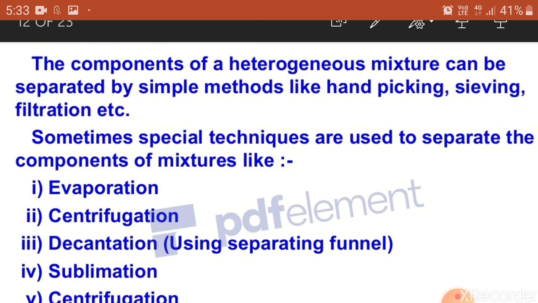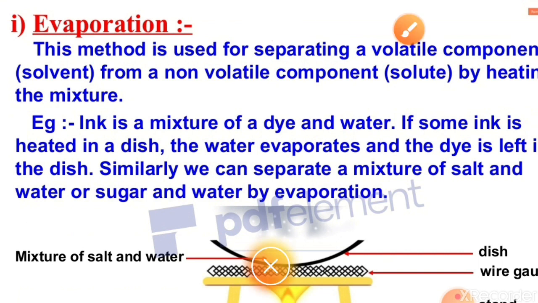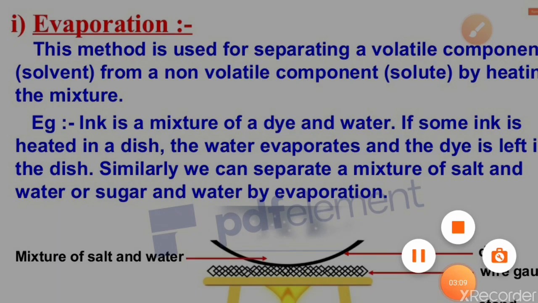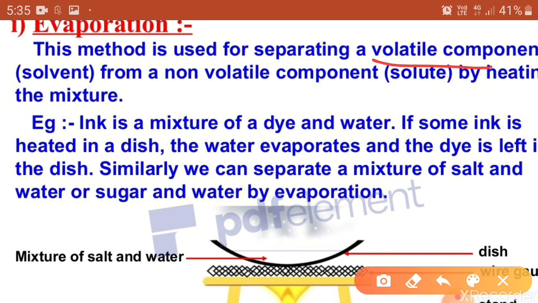So the first one is evaporation. Evaporation is the method used for separating a volatile component from a non-volatile component by heating the mixture. Do you know the meaning of a volatile component? A volatile component means a component which readily evaporates, like water. So this method is used for separating the volatile component from the non-volatile.